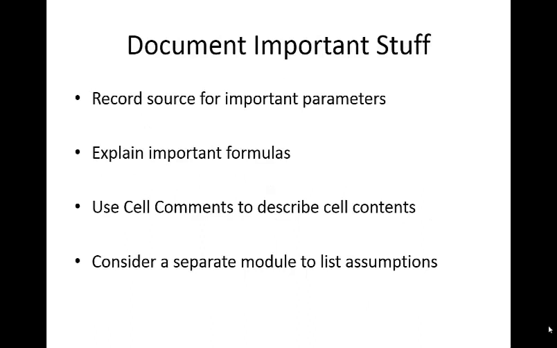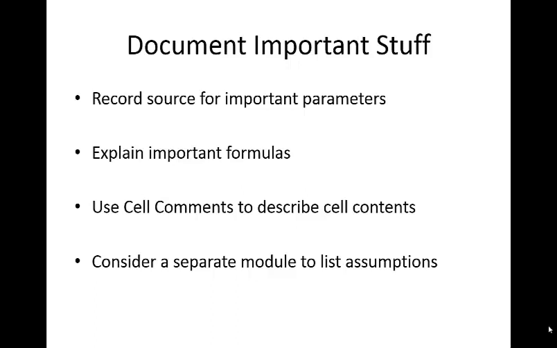Make sure that you document all of the important stuff. Record your source for important parameters. This will come in handy if there is something wrong with the output of the model and the incorrectness stems from the input parameters. Then you can say, oh, I got this number from here. Let's trace the source and figure out what's going on.